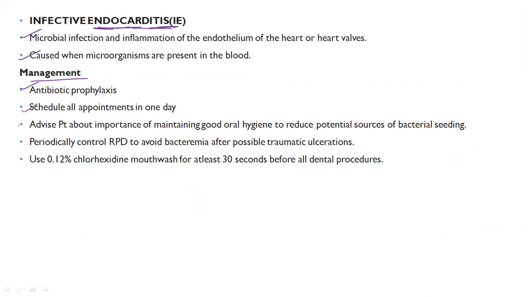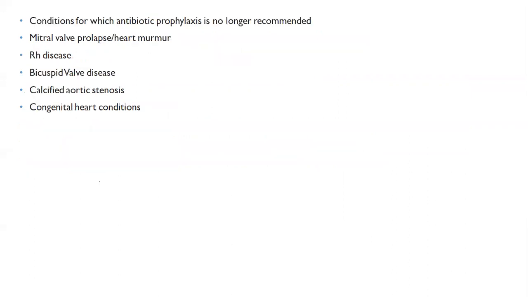Advise patients about maintaining oral hygiene, because if oral hygiene is not maintained, there will be accumulation of bacteria and it will only worsen the disease. So always advise a patient about maintaining good oral hygiene, and periodically check removable partial dentures and clean them properly, or else there will be accumulation of bacteria again. Before all dental procedures, 0.12% chlorhexidine mouthwash needs to be used for at least 30 seconds. Now, conditions where antibiotic prophylaxis is no longer recommended are mitral valve prolapse, rheumatic heart disease, bicuspid valve disease, calcified aortic stenosis, and congenital heart conditions.